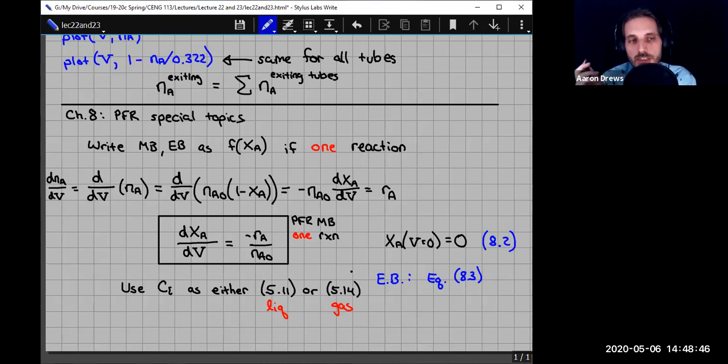So there's a good question in chat. Does one reaction exclude reversible reactions? Not if you write it in the way that we normally write it. So if you write your reversible reaction rate as k(CA minus CB over KC), for example, you're still good. You can use XA for that. If you had another reaction on top of that, then you'd kind of be in bad shape.